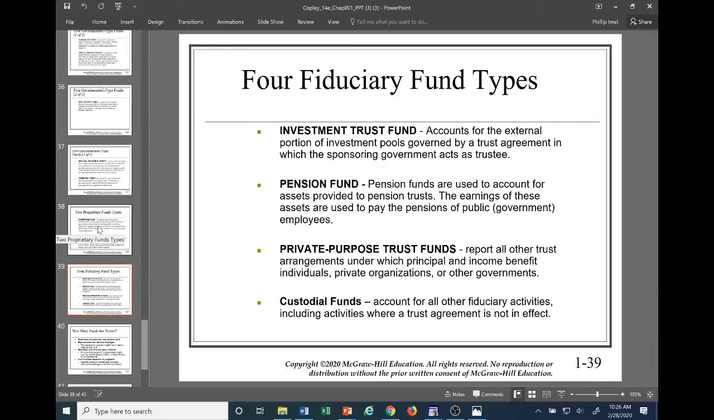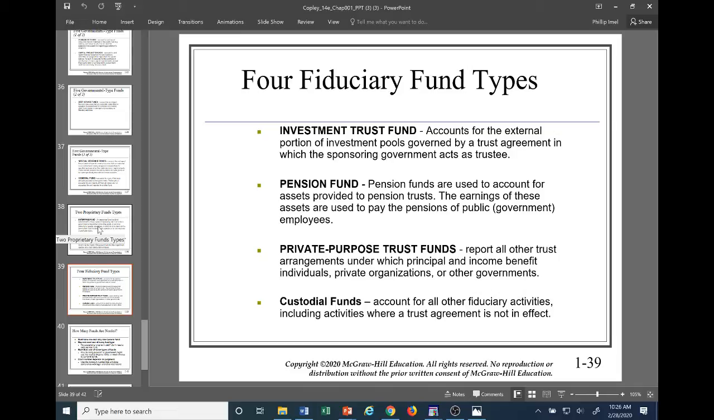Okay, the 4 fiduciary fund types. We know we have investment trust fund, pension fund, private purpose trust fund, and custodial funds. The investment trust fund, it says here, accounts for the external portion of investment pools governed by a trust agreement in which the sponsoring government acts as a trustee.